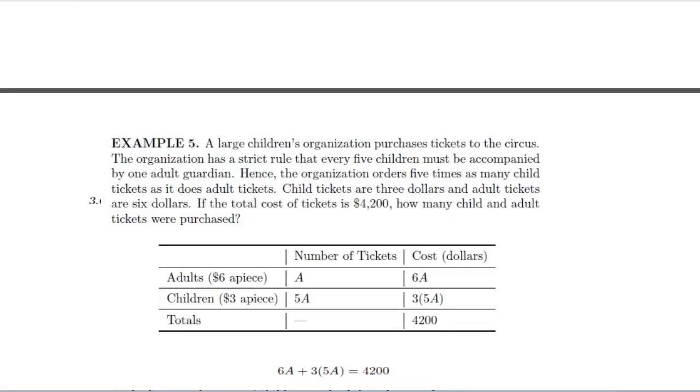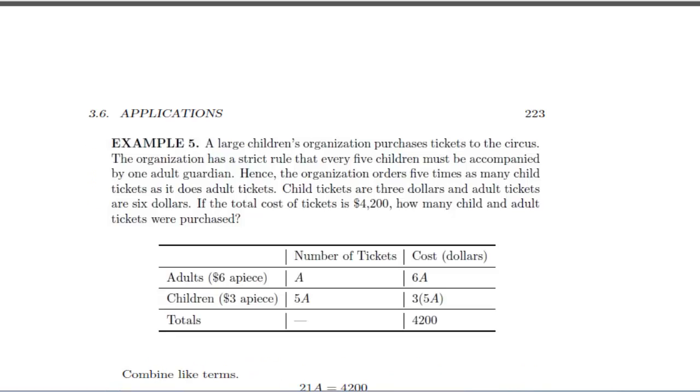number of adult tickets. Because there are 5 times as many children's tickets purchased as adult tickets, the number of children's tickets purchased is 5A, recorded in the second column. In the third column, 5A children's tickets at $3 apiece will cost 3 times $5A dollars, and A adult tickets at $6 apiece will cost $6A dollars. The final entry in the column gives the total cost of all tickets as $4,200.